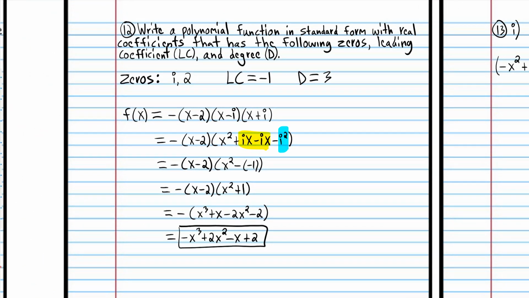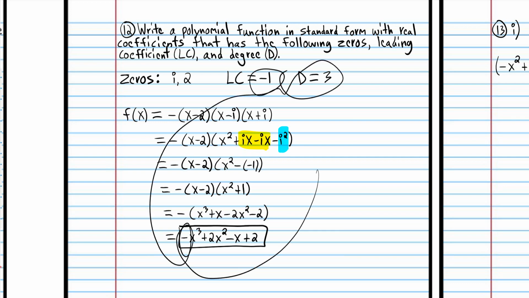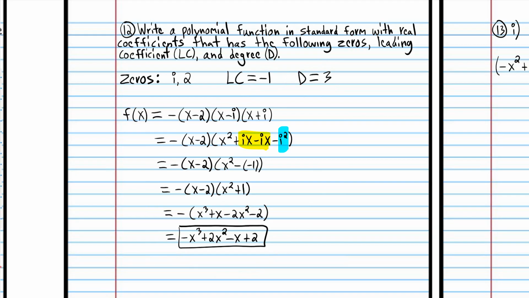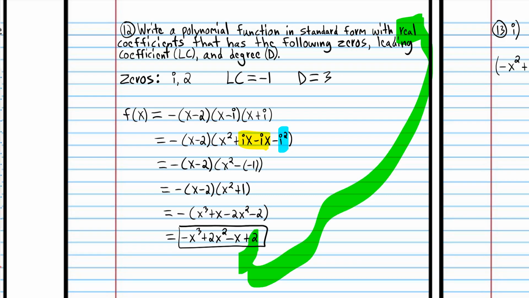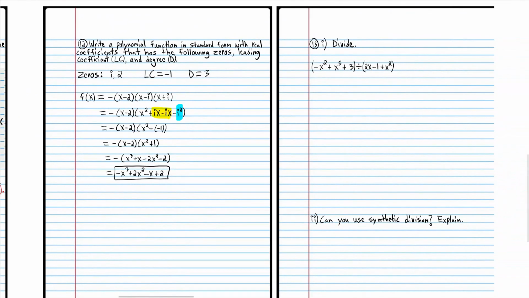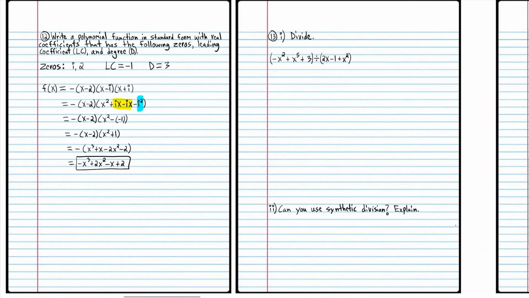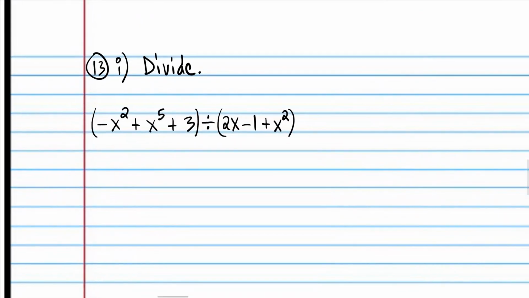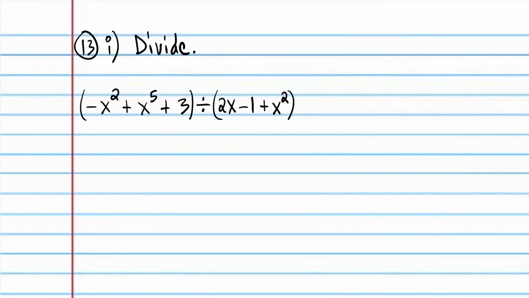Excellent. It has degree 3. It has a leading coefficient of -1. And it has those zeros, 2 and i. And it also has real coefficients. You see this green up here? That's real, that's real, that's real, that's real. There's no i's. Okay, so try number 13. And when you come back, we'll do it together.